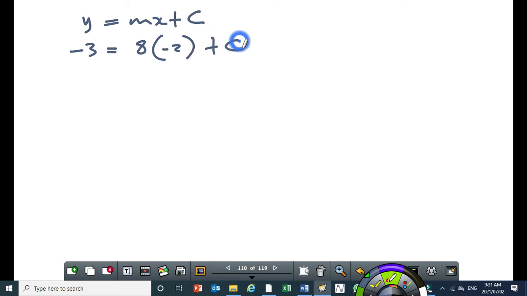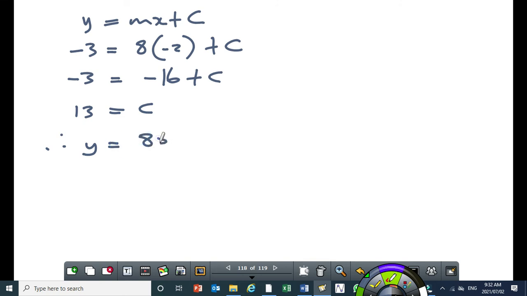So I need to calculate the y-intercept. So this is going to be -3 equal to -16 plus c. Take the -16 across, I'll get 13 equal to c. Therefore, the equation will be y equal to 8x plus 13. Okay, so that will be the equation of the tangent.